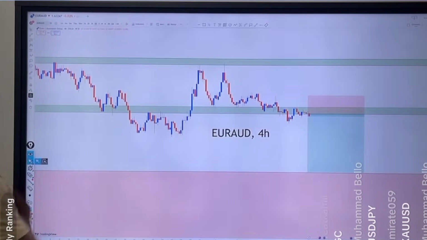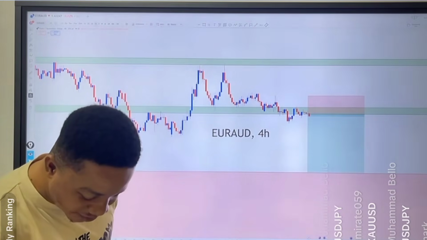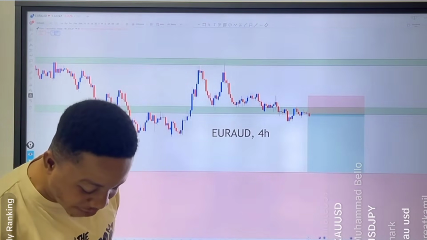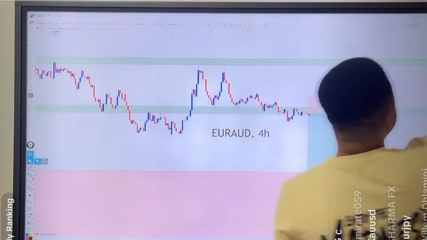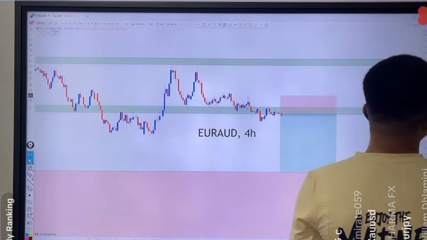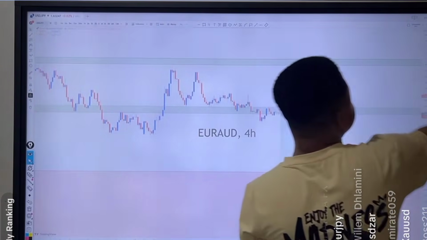All right, let's go to the next one, which is the Euro NZD. All right, or let's go over to USD JPY by Mohammed. Mohammed Bello is saying the USD JPY. Okay, so onto USD JPY.